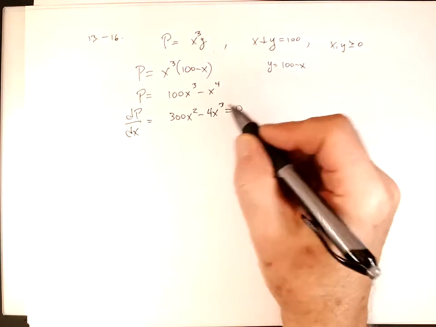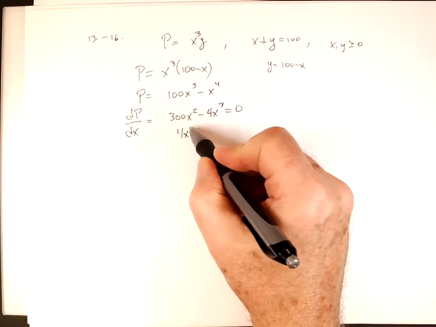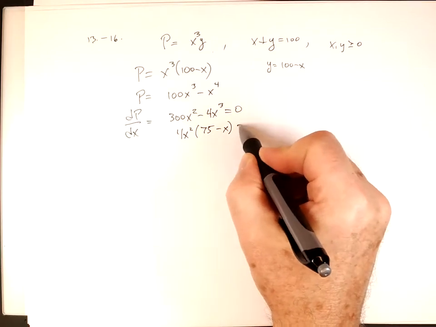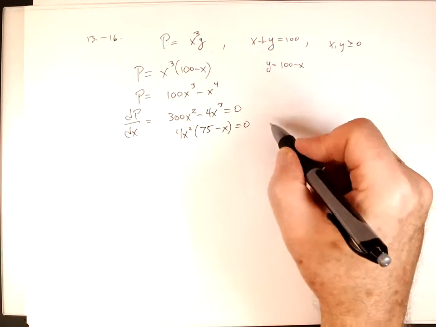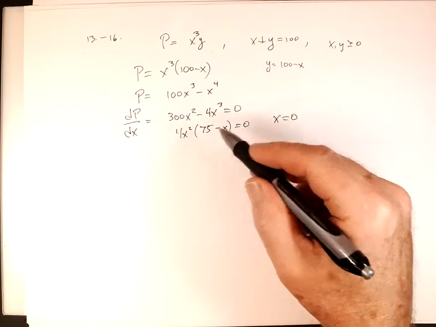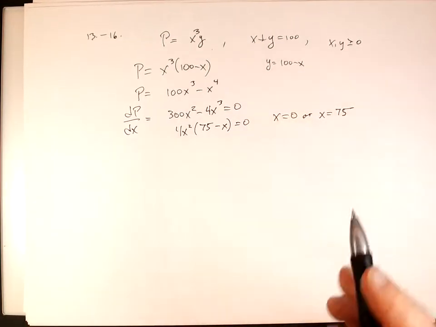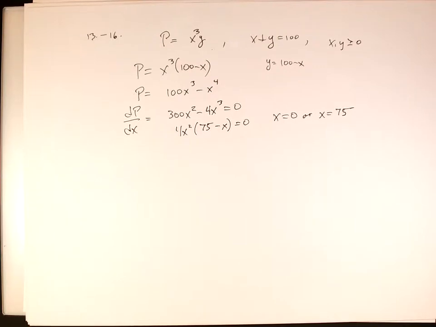Set it equal to 0. I'm going to factor out a 4x squared. I'm going to get 75 minus x. I have two critical values, x equals 0 or x equals 75. Those are my two critical values, 0 and 75.